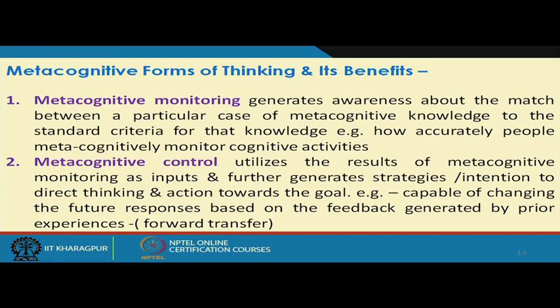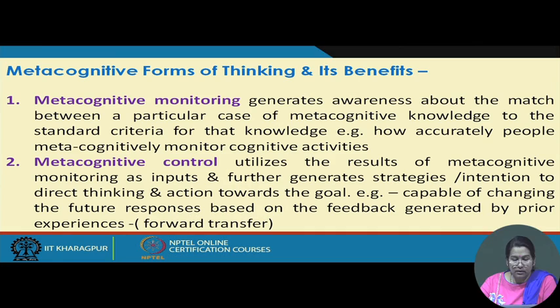So, metacognitive control utilizes the result of metacognitive monitoring as an input. In this process, when we are constantly comparing or matching our metacognitive knowledge with the criterion goal, that knowledge itself acts as an input. That is called metacognitive control, when again we try to evaluate and control those processes.